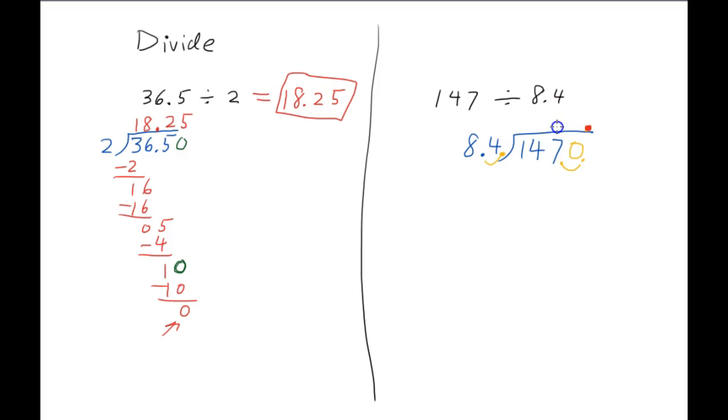So we'll write a 1 here over the 7, representing that we're going into all of 147. 1 times 84 is 84. We subtract, we get 3 here, and then 14 minus 8 is 6. Okay, that is smaller than 84. We bring down the 0, and now we think, how many times can 84 go into 630? 8 goes into 63 7 times.